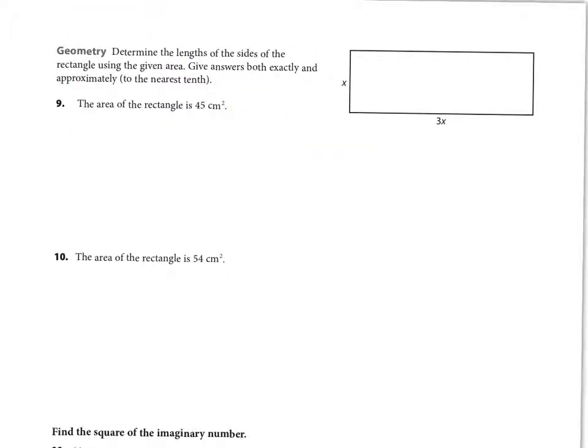Give answers both exactly and approximately to the nearest tenth. When they say they want them exactly, that means that they want them using square root symbols. Approximately means using decimals. And then you need to find the area of the rectangle is 54. So let's start with our rectangle. So we know that one side is x and the other side is 3x. So what is my area going to be? 3x times x, which is 3x squared.